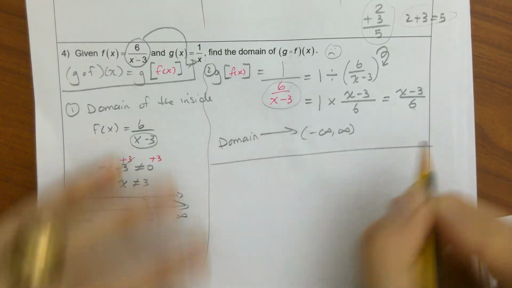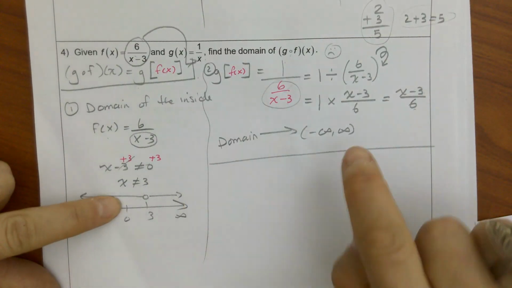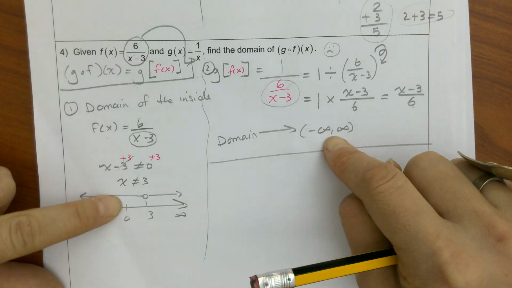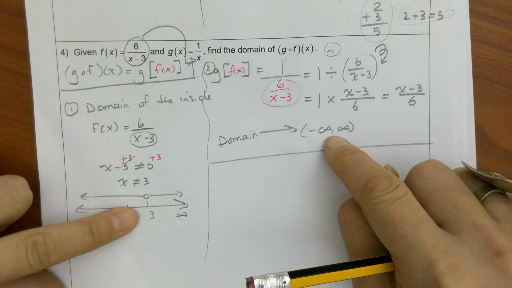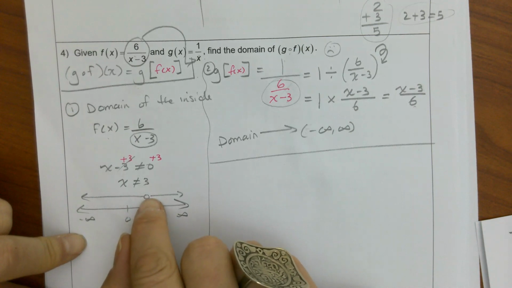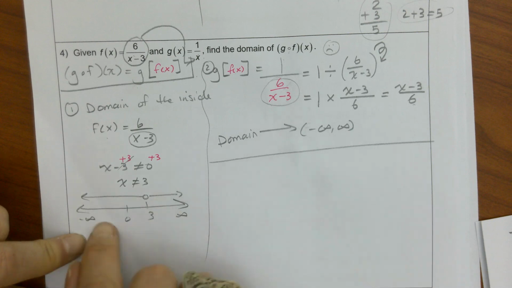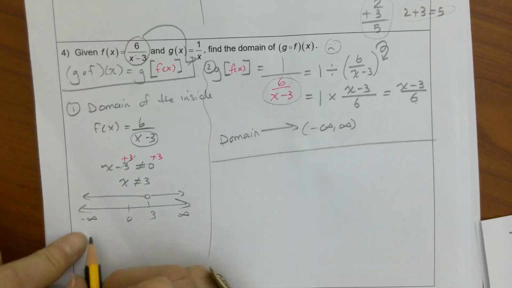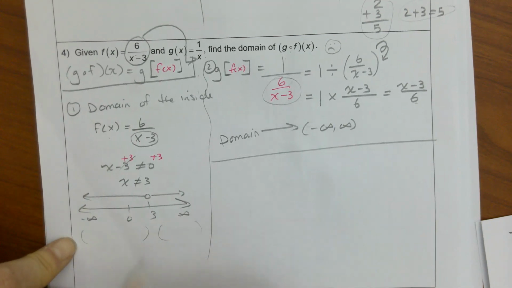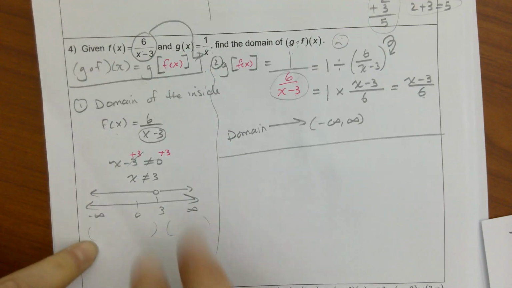Okay, and so now I have to look at the domain of f of x and the domain of my new composition and say, what do they have in common? Well, they have everything in common, except for this little hole. So this is going to be my domain. So how do I write this? Well, I have to write this interval and put them together.